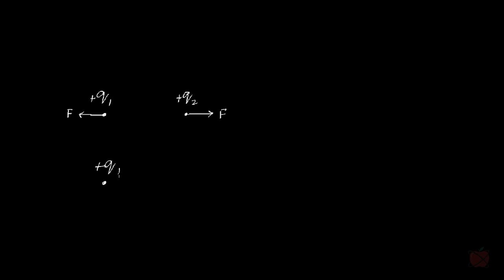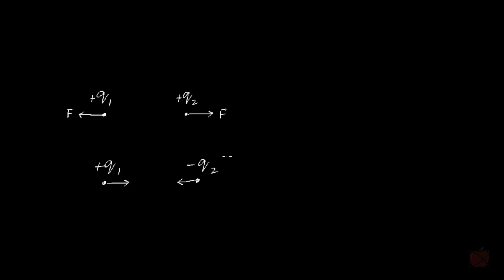Suppose I have Q1, which is a positive charge, and Q2, which is a negative charge. What will happen? They will attract each other. Yes or no? So attracting each other means Q1 will move that way and Q2 will move in that direction. So these two charges will move nearer and nearer and approach each other. So again, this is an unstable, non-equilibrium system.